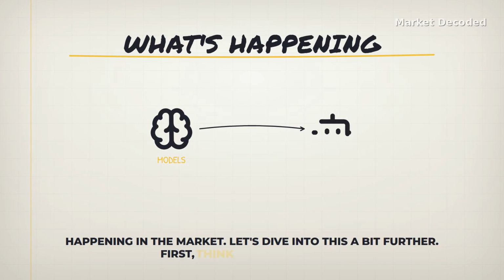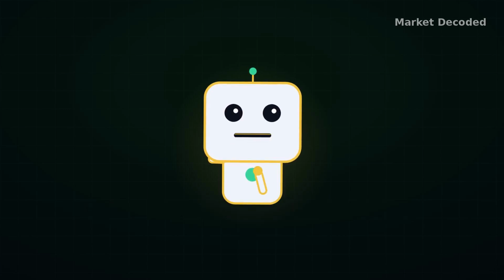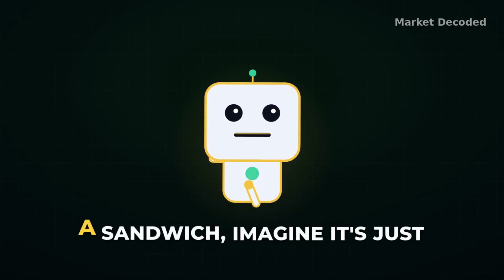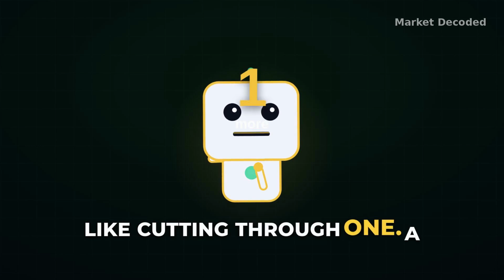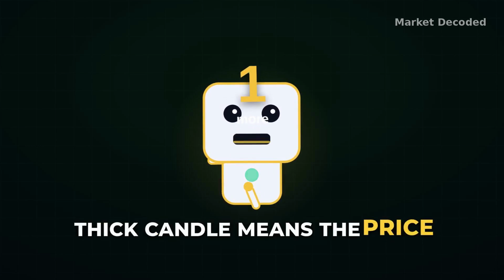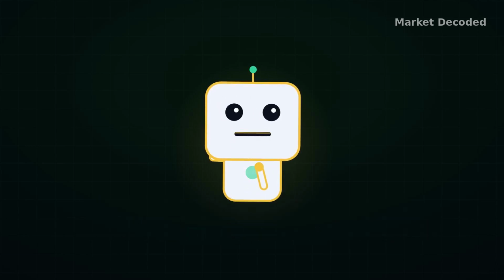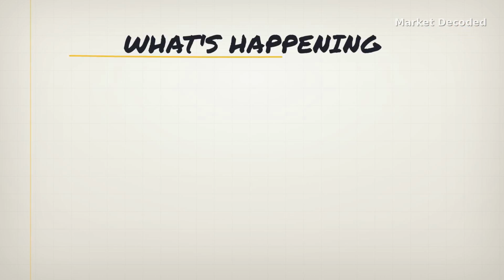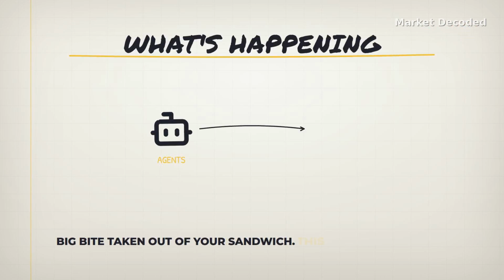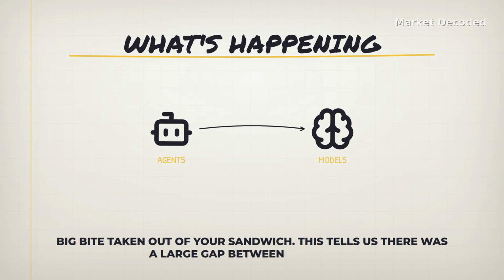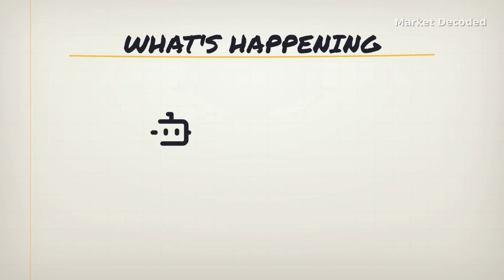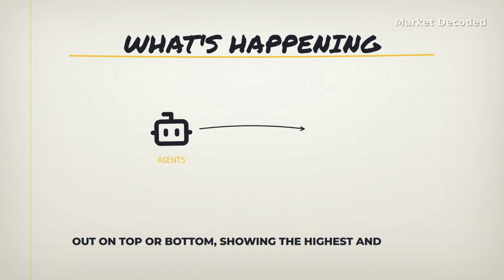First, think of the candle as a slice of the day. The body of the candle represents the opening and closing prices during that time frame. If you've ever eaten a sandwich, imagine it's just like cutting through one. A thick candle means the price moved significantly during the period, like a big bite taken out of your sandwich. This tells us there was a large gap between where the market opened and closed. Now for those wicks, shadows. These are the little lines sticking out on top or bottom, showing the highest and lowest prices of that day.